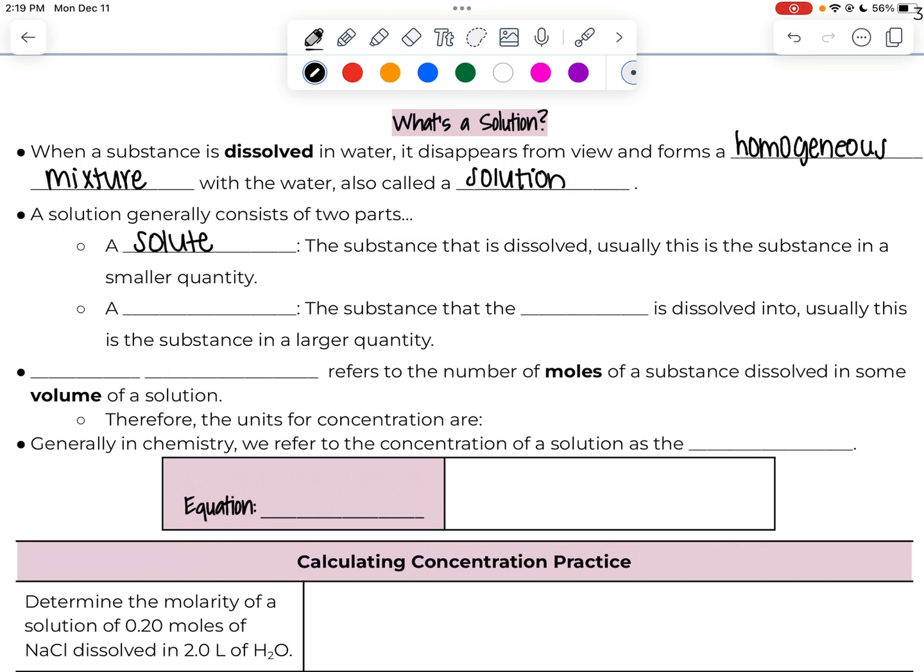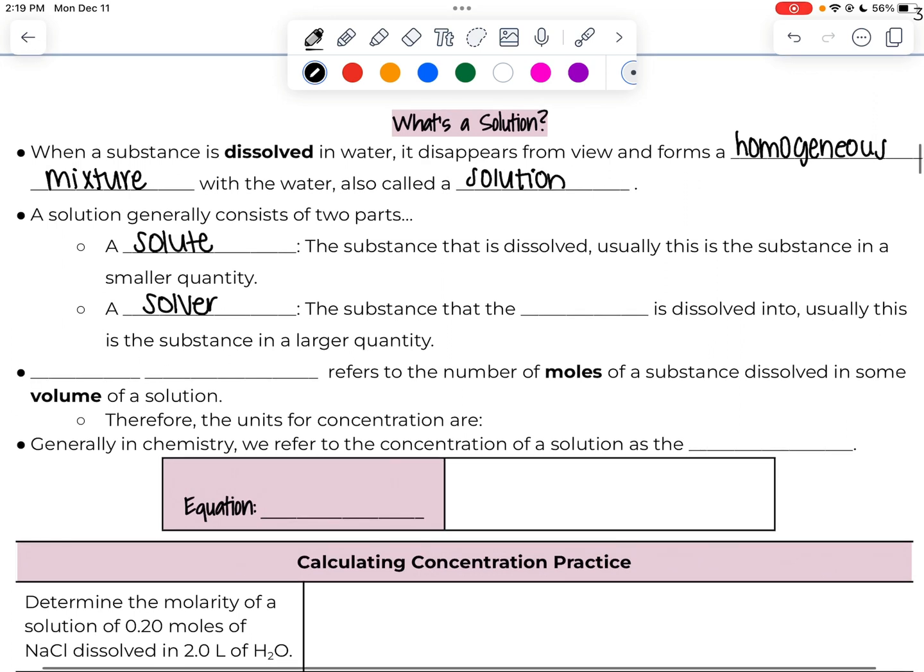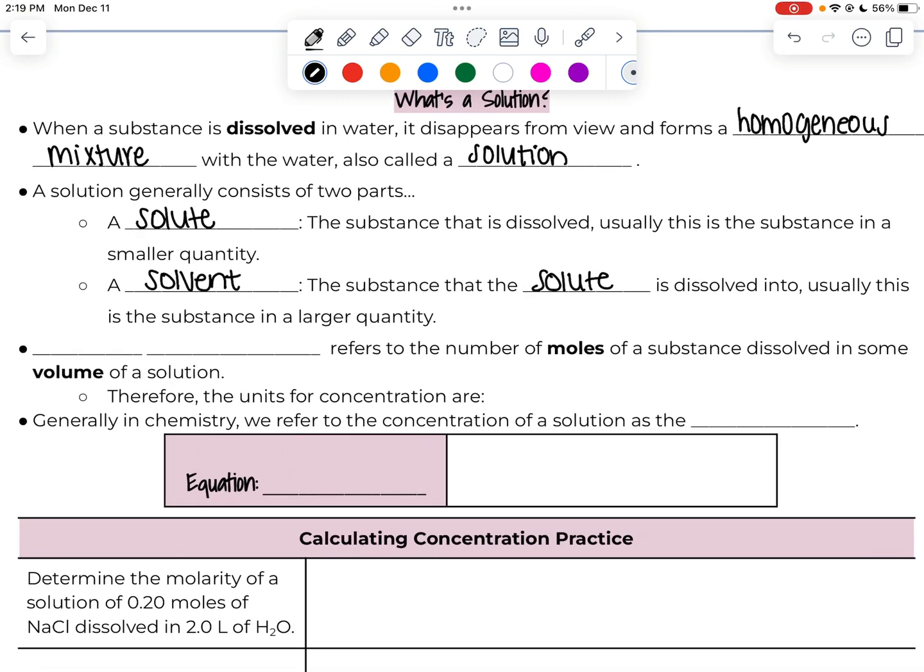Versus the thing it's being dissolved in, in my lemonade mixture, it'd be dissolved in water. We would call water our solvent. Your solvent is the substance that the solute is dissolved into, and usually that's the one that's in a greater quantity. So how can we talk about the amount of stuff that's been dissolved into our water? Well, we know that really what we care about in chemistry is being able to relate things in terms of moles, right? Moles is our favorite counting unit.